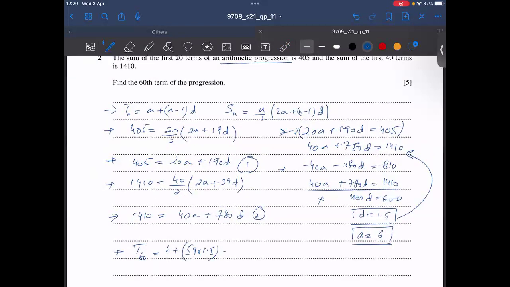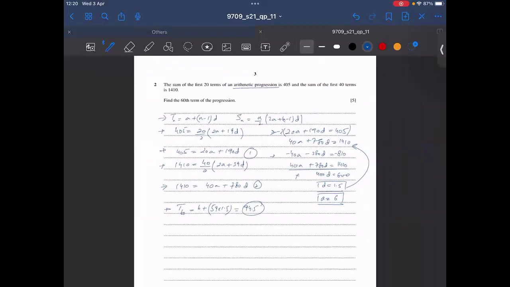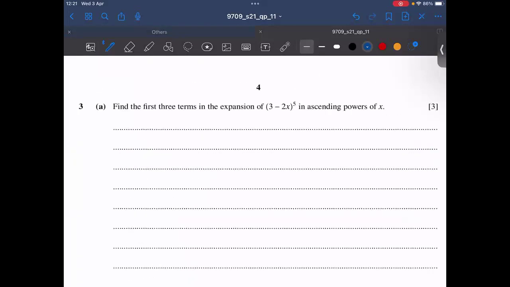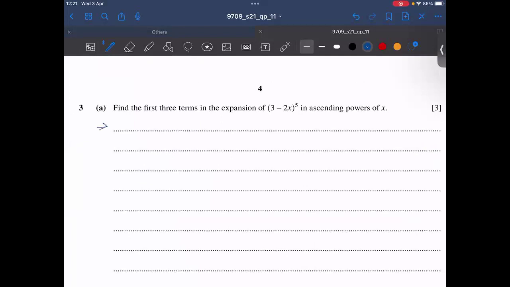So can you just calculate what is going to be the value for the 60th term? 94.5. Is it clear or not? Yes, sir. Are the answers correct? Yes. Okay. Now we have question 3.